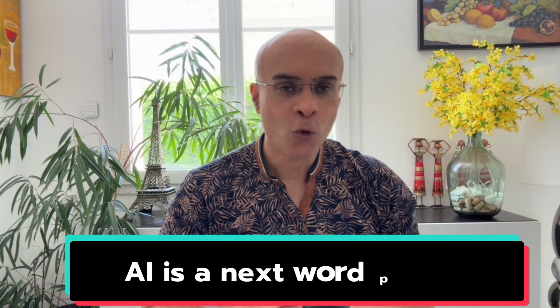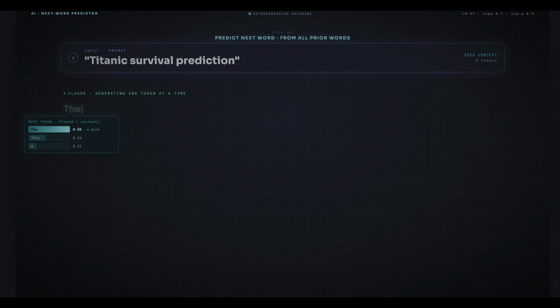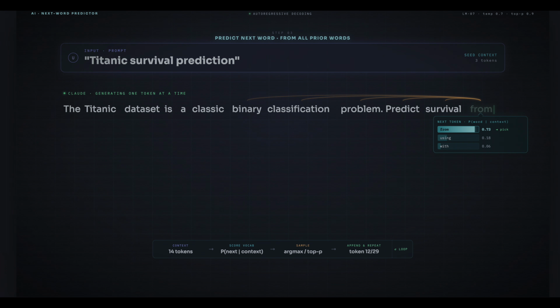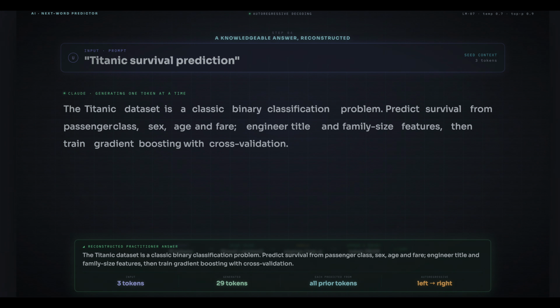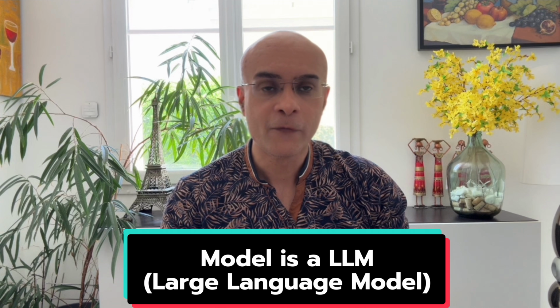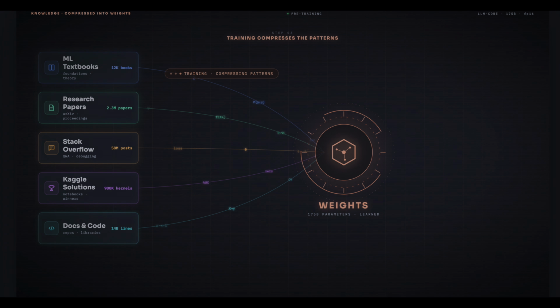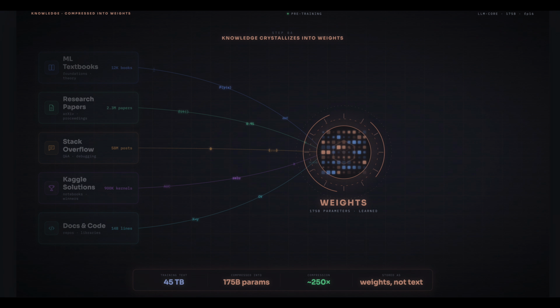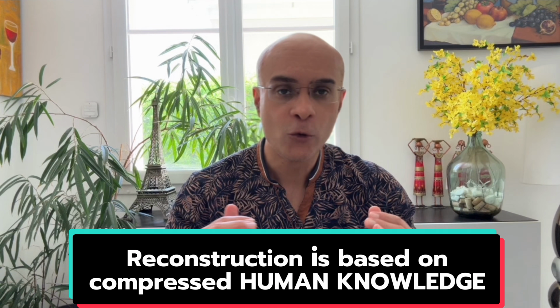So AI at its core is a next word predictor. Every word which it is generating is based on some previous word. So for example, if you type in Titanic survival prediction, it is going to reconstruct what a knowledgeable machine learning practitioner would have said. The model which it uses is called an LLM or a large language model, which is trained on human knowledge such as machine learning textbooks, research papers, Stack Overflow, Kaggle solutions, etc. And all this knowledge is compressed into weights. So the reconstruction is based on the compressed human knowledge.